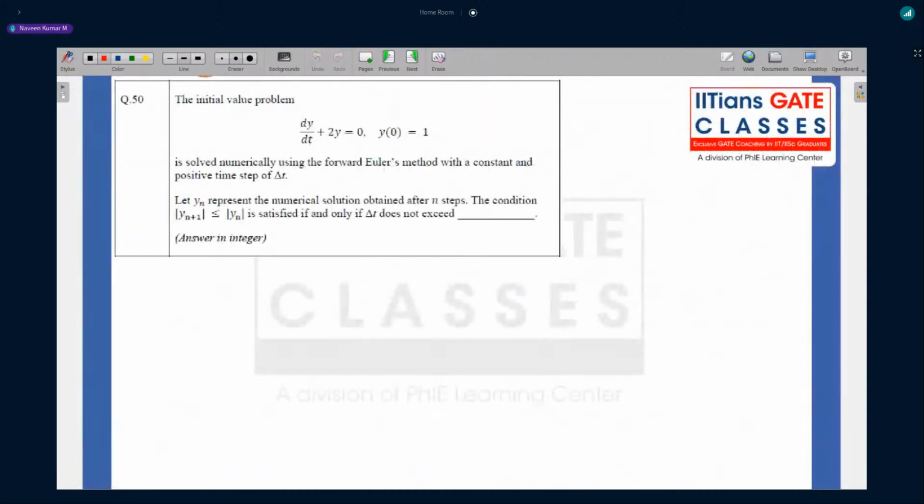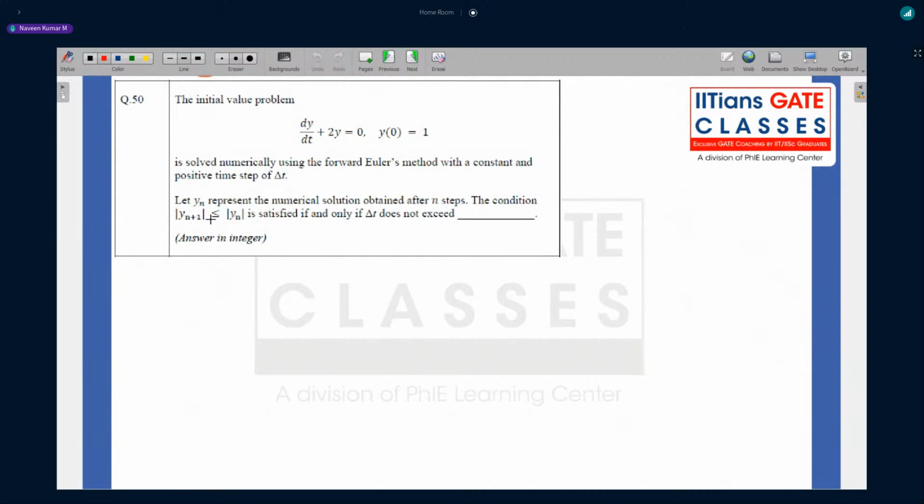This is the last question of math, and this also is from numerical methods. So they're asking about the forward Euler method. There is an initial value problem, that is dy by dt plus 2 into y is equal to 0, and initially there is one condition, that at t is equal to 0, the value of y is 1. It is solved numerically by the forward Euler method with a constant and positive time step of delta t. Let yn represent the numerical solution obtained after n steps.